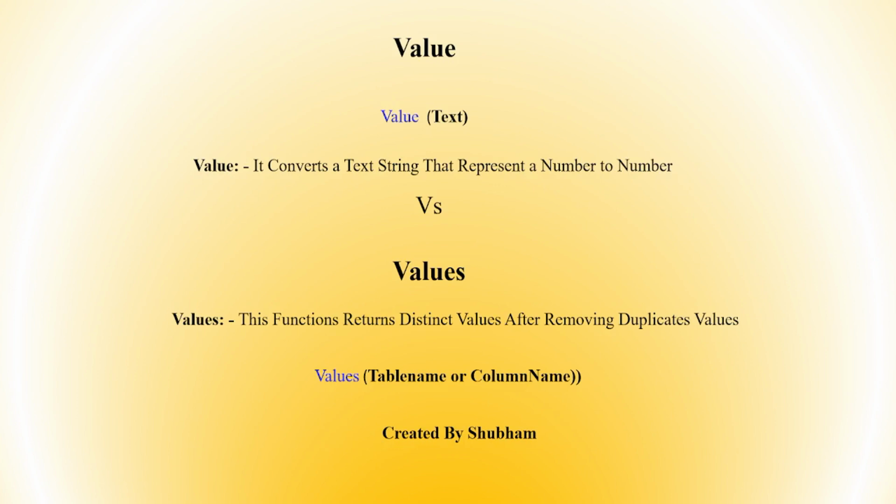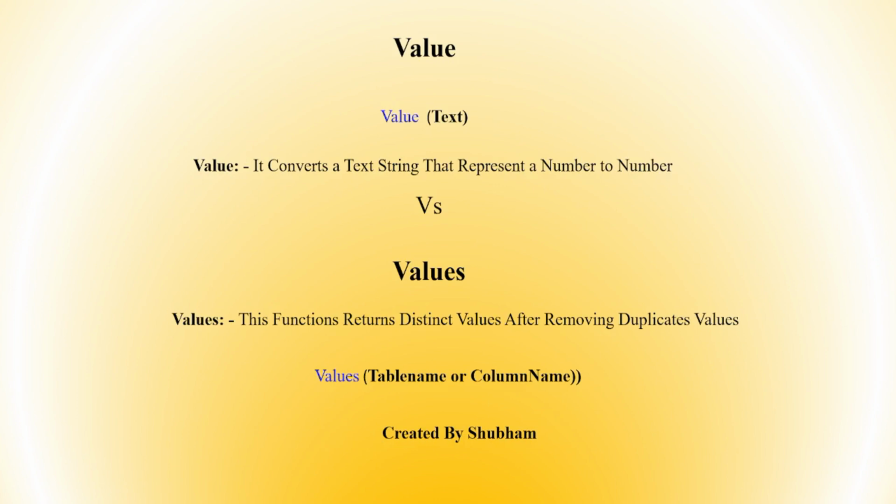So let's first talk about the syntax. Under the value function, we have only one parameter, which is text. It converts a text string that represents a number to a number. Basically, the value function converts text to number. And the values function, we have already covered in the previous tutorials. This function returns distinct values after removing duplicate values, and the syntax is table name or column name.